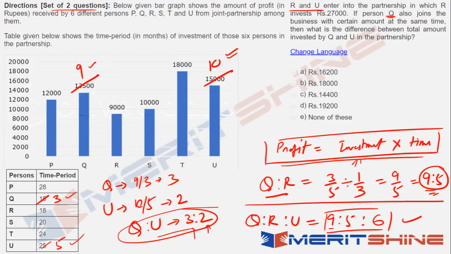What is given to you here? Investment of R, that is 27,000. So, this 5 is 27,000. It says, what is the difference between total amount invested by Q and U? So in terms of these units, Q invests 9 units and U invests 6 units. So the difference would be 9 minus 6, that's 3 units. So 5 units is 27,000. So how much would be 3 units? So the answer would be 3 upon 5 into 27,000. Again, it does the job for you without getting into too much of a mess here. The answer would be 16,200, which is your final answer over here.